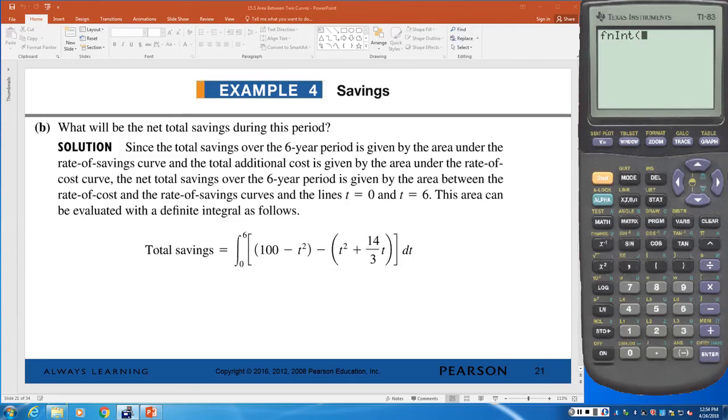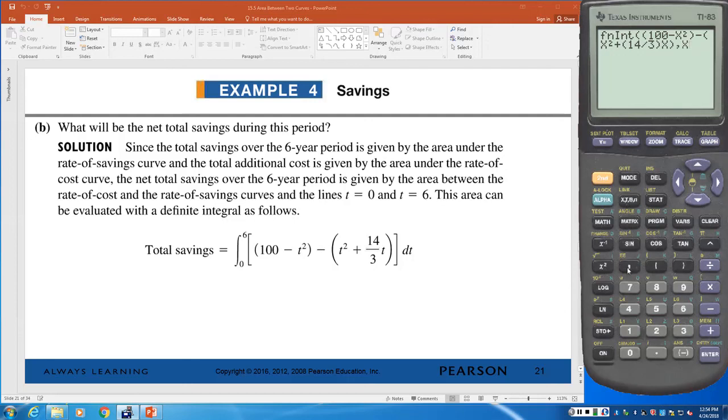So, my first function is 100 minus x squared. Anytime I have a multi-term function, I always put the expression in parentheses to make sure that I'm doing it right. And then I'm going to subtract my rate of cost function, which is x squared plus, in parentheses, 14 divided by 3 times x. So there's my function defined by both expressions.